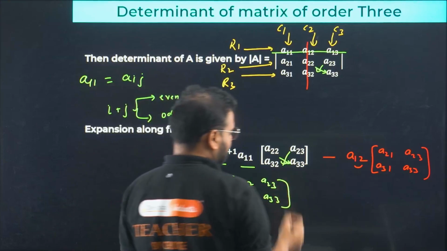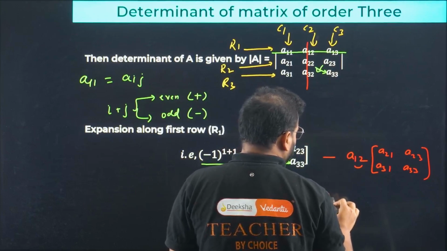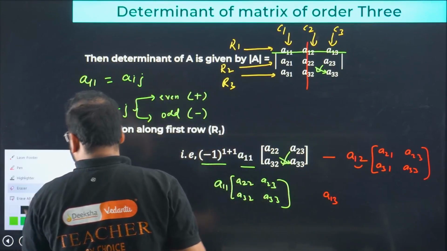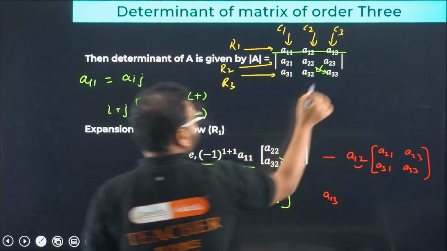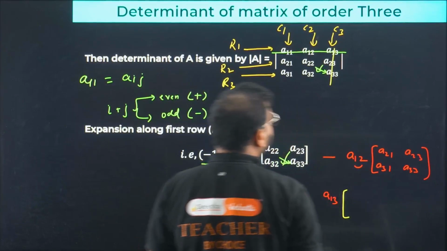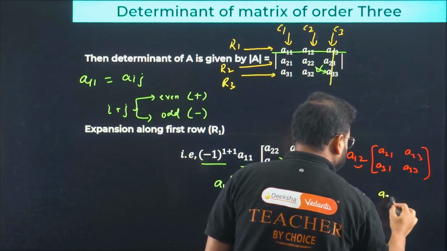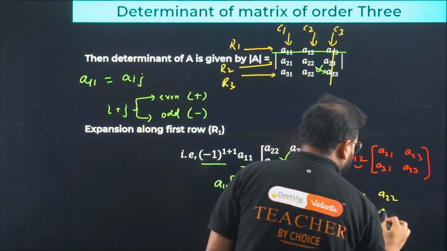Okay, now the last one. Last element is A13. So right here, A13. A13 has an address in first row and third column. We'll remove this, first row and third column. Now what is the remaining matrix? Please check. You have A21, A22, and we have A31 and A32.